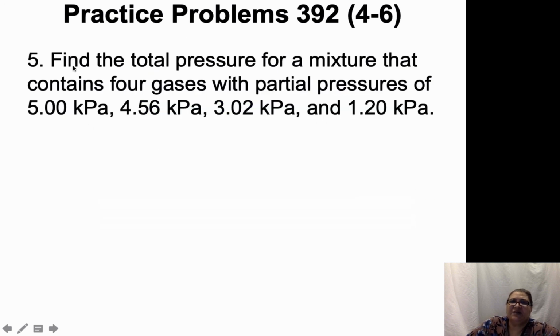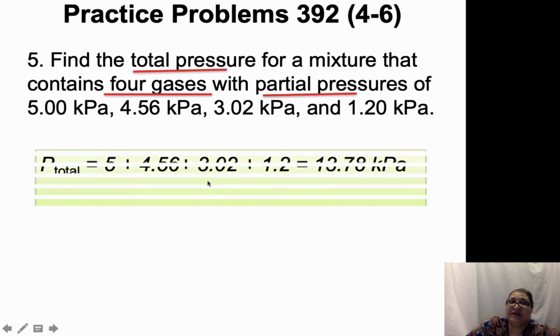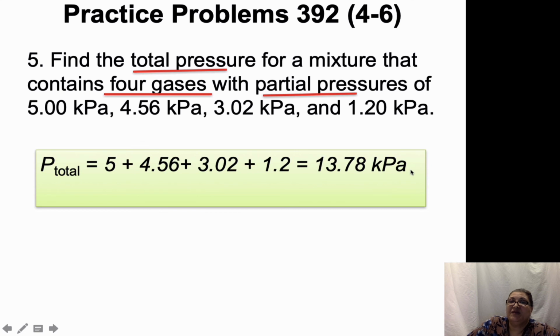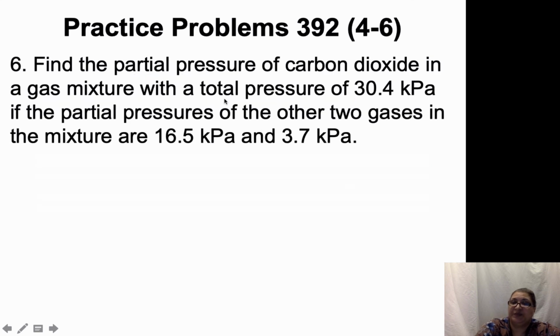I think that's the last question, or no, we have one more. Find the total pressure of a mixture that contains 4 gases. The partial pressures are 5 kilopascal, 4.56, 3.02, and 1.2. So all we have to do is find the sum of all of them. The total would be the sum of all of them. You just add them up.